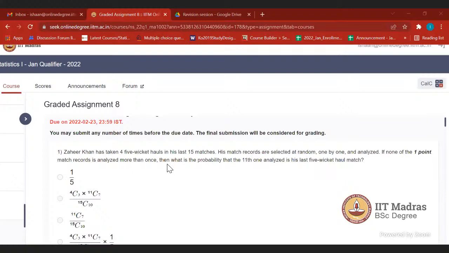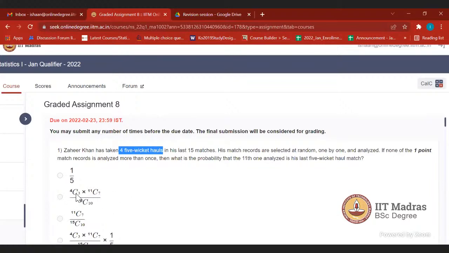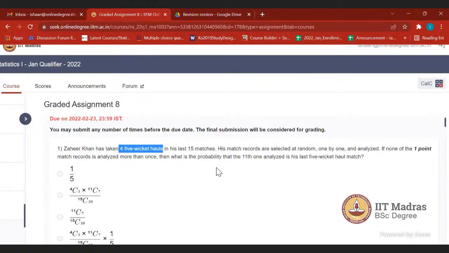So for the 11th one to be his last 5-wicket haul match, in the first 10, I should have analyzed his first 3 5-wicket haul matches, remaining 1. That can be done by selecting 3 from these 4, 4C3 ways, and the remaining 7 from the other 11 matches. So 4C3 times 11C7. In general, the total number of ways is 15C10, to select any 10 matches out of 15. That is the total sample space. After doing 10, we are left with 5 more, out of which only 1 is a 5-wicket haul. So for the 11th one to be a 5-wicket haul, it's 1 over 5 chances, right? Correct.